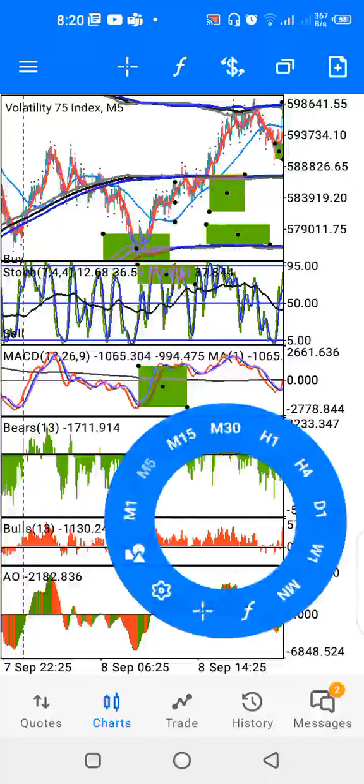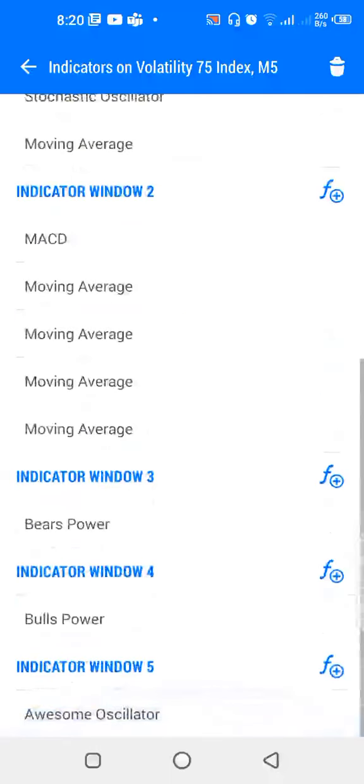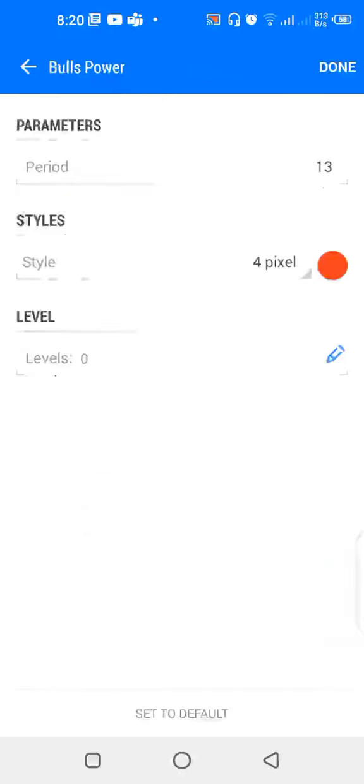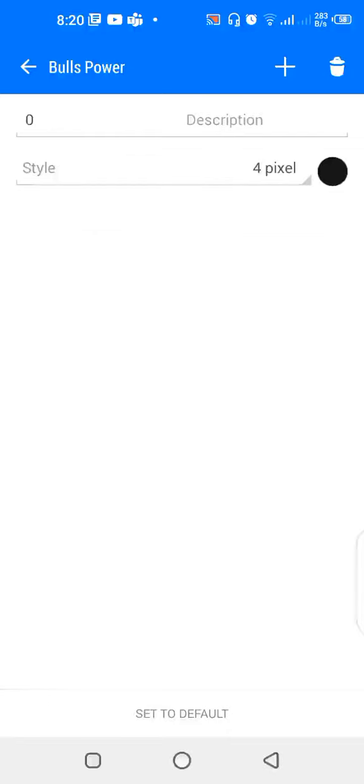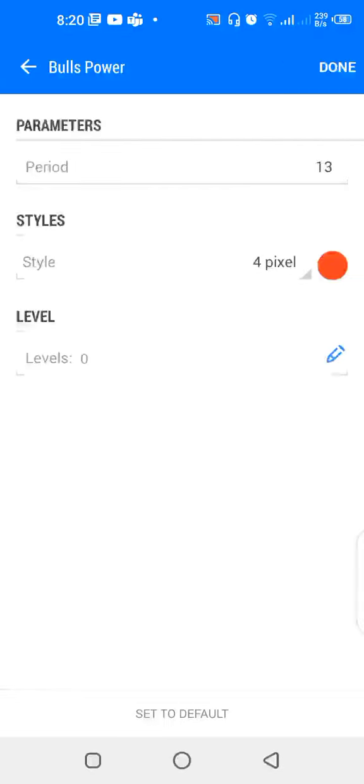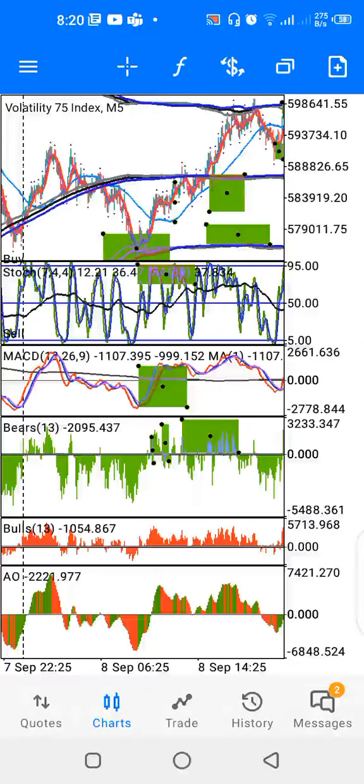Let's look at the next indicator window, which is indicator window 4. For indicator window 4, we have the bullish power indicator. Okay, how do you use the bulls power indicator? The period is 13, color is red, levels we have just 0, level color is black. Okay, so let's go to the charts.